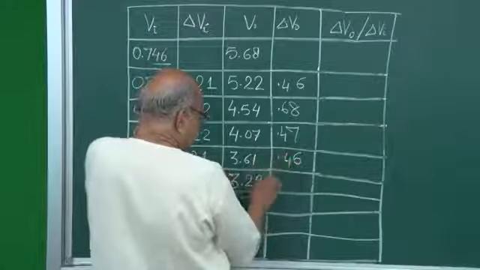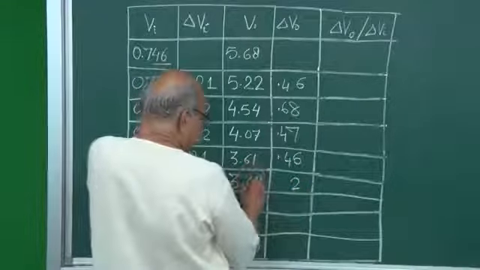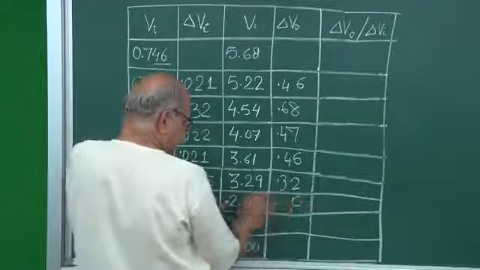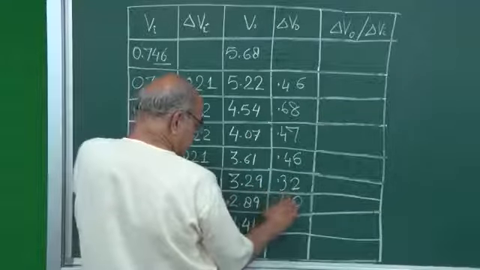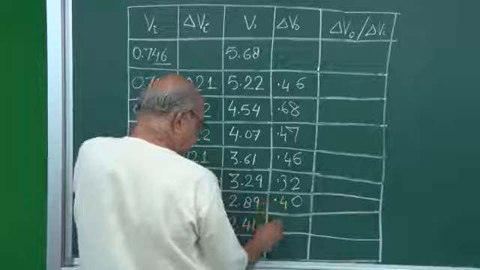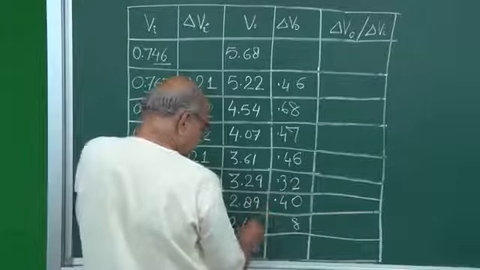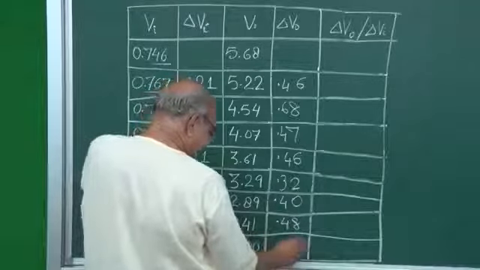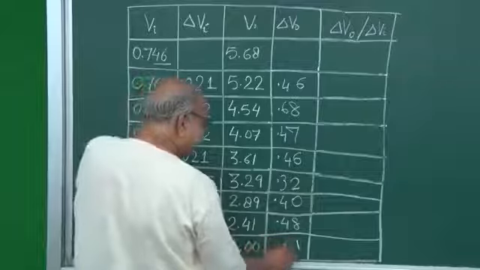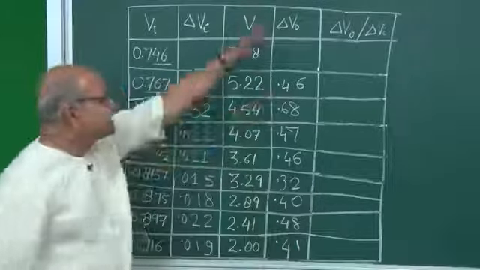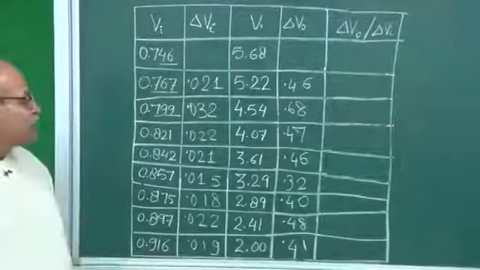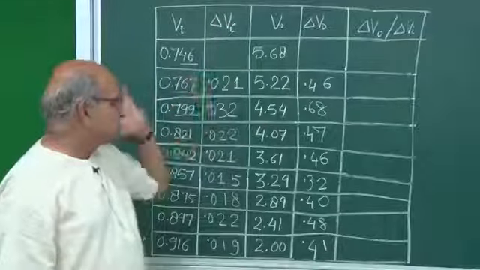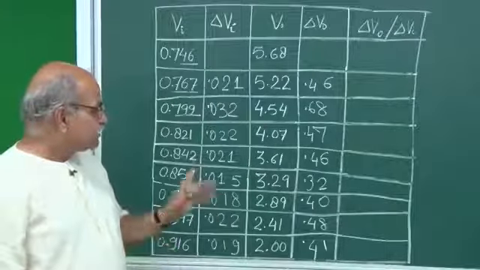Then here it is 11 minus 2 is 9, and 5 minus 2 is 3. Then here it is 9 minus 9 is 0, and 12 minus 8 is 4. Then here it is 9 minus 1 is 8, and 8 minus 4 is 4. And then it is 1 minus 0 is 1, and 4 minus 0 is 4. Okay. So this is delta VO. And now I have to take ratio, delta VO divided by delta VI. So this divided by this. So let me take my calculator and do the calculations.